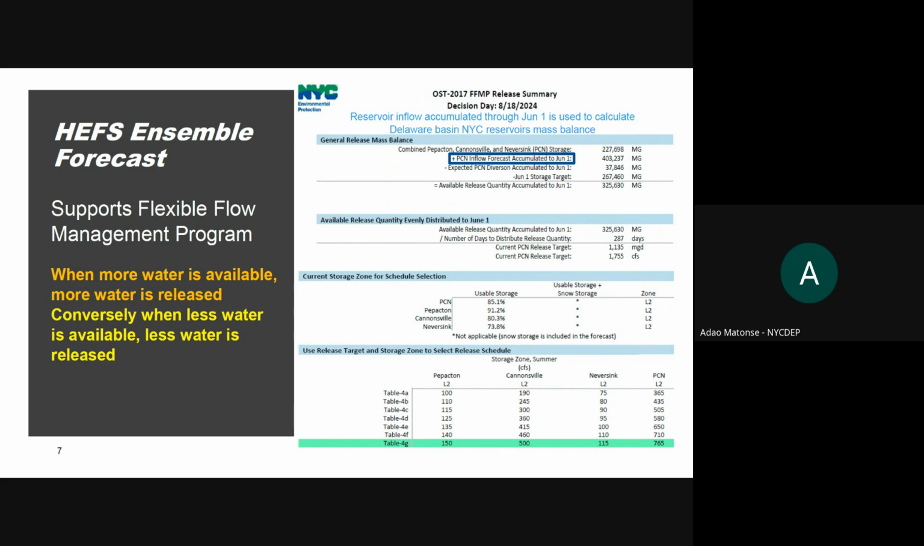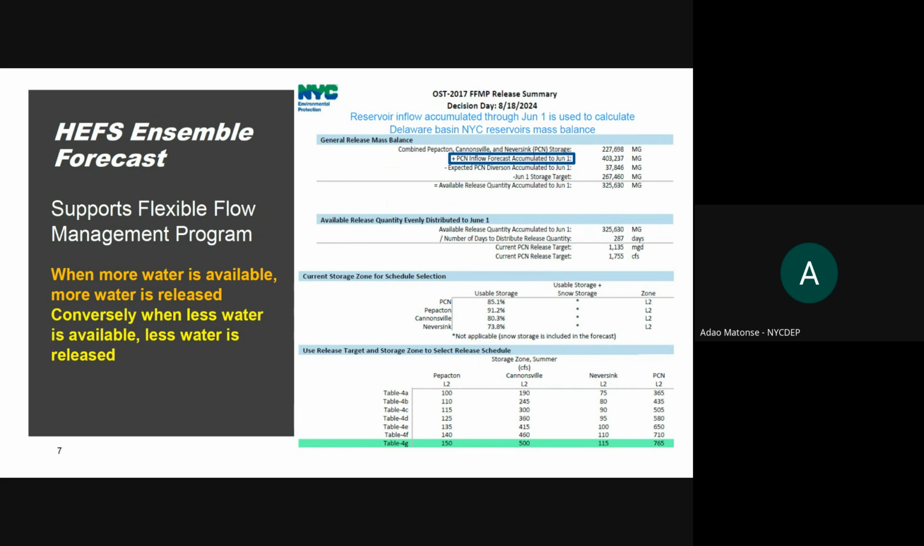The HEFS ensemble forecast is also very important because it supports the Flexible Flow Management Program, through which we release water when it is available, and conversely, we release less water if less water is available. This is part of the current 2017 Flexible Flow Management Program that is in place, and it guides us to make releases to the Delaware River Basin.